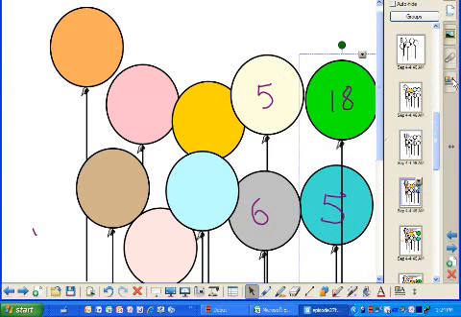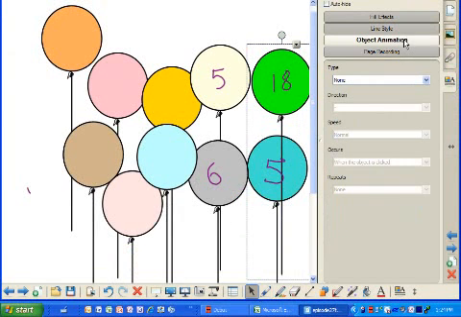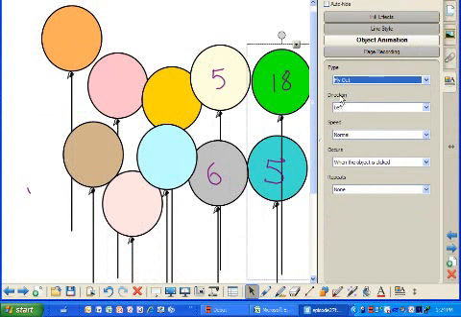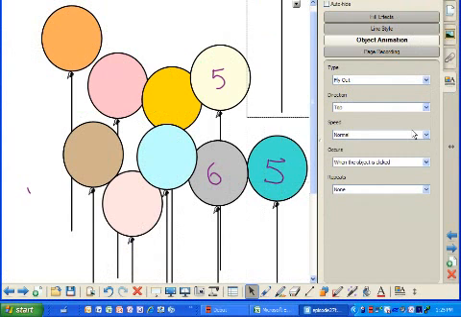So we go to the properties tab to add the animation feature. I'm going to go to object animation to make it fly away. Fly out. But it's going left. How do you change that? See its direction here. So we just go top. So there it goes. Good.